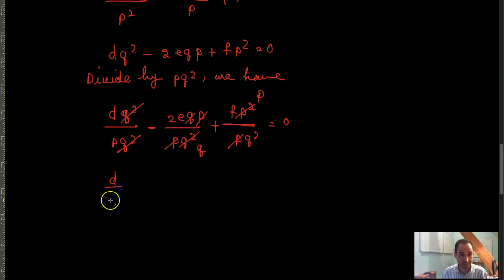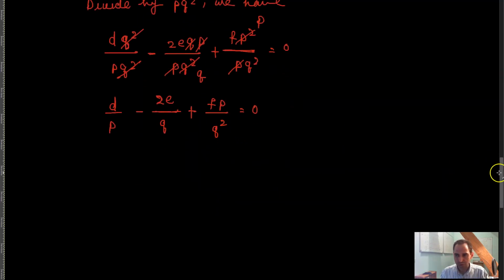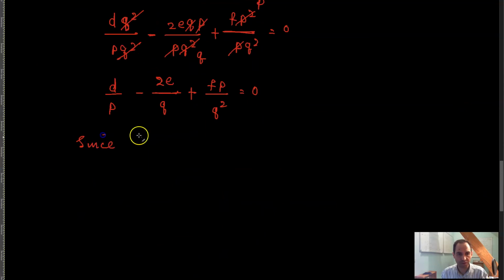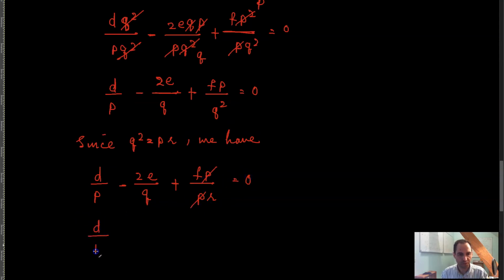So what you will get is d by p minus 2 times e divided by q plus f times p divided by q squared is equal to 0. Now, since q squared is equal to pr, right? Since q squared is equal to pr, you can write d by p minus 2 times e by q plus fp by, basically q squared is pr, so fp and p can cancel out. You have d by p minus 2 times e by q plus f by r is equal to 0.